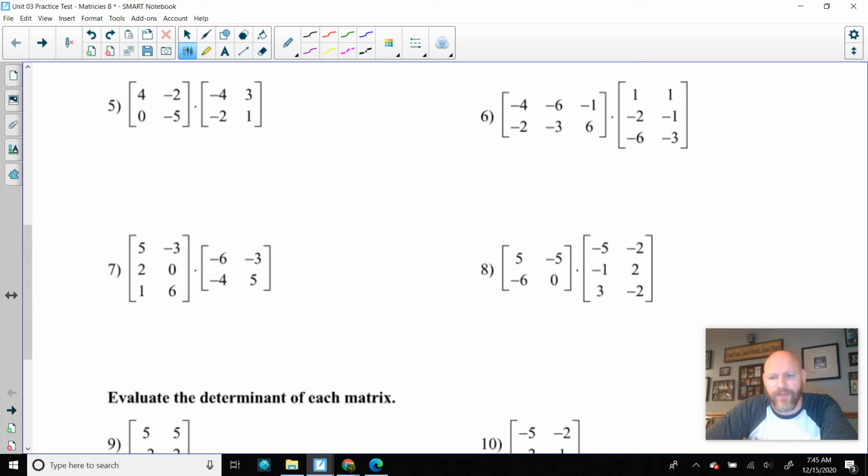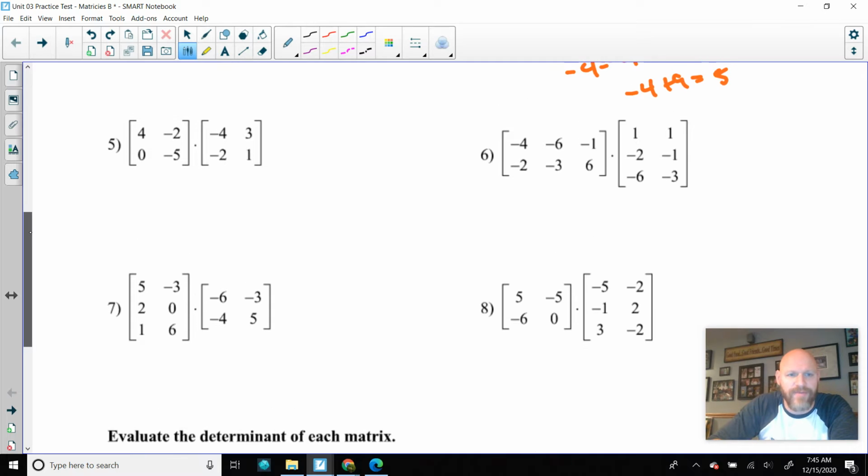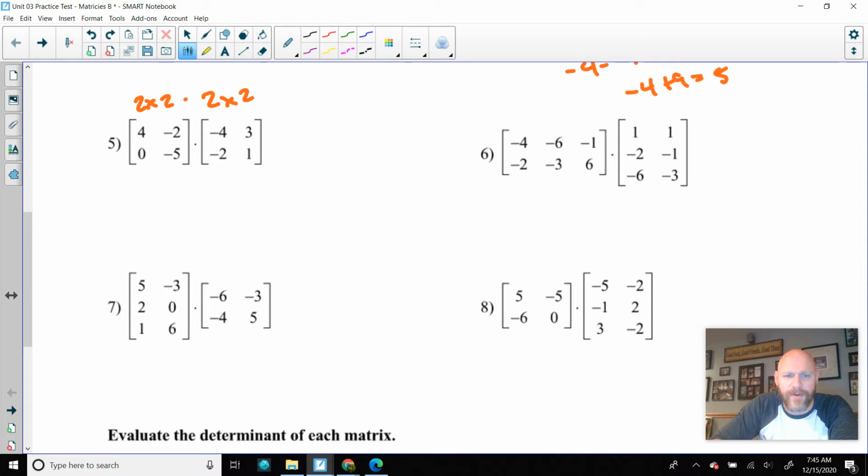So the next set of matrices we're going to do is going to be multiplying matrices. What you need to do for these before you do anything is check the dimensions to see if you're allowed to multiply them. So if we look at number five, it has 2 rows and 2 columns, so it's a 2 by 2 times 2 rows and 2 columns, another 2 by 2. And what you have to check is if the numbers in the middle match. So this 2 by 2 in the middle matches, and then the numbers on the outside of that is what your answer matrix will be. So our answer matrix for that one will be a 2 by 2 matrix when it's all said and done.